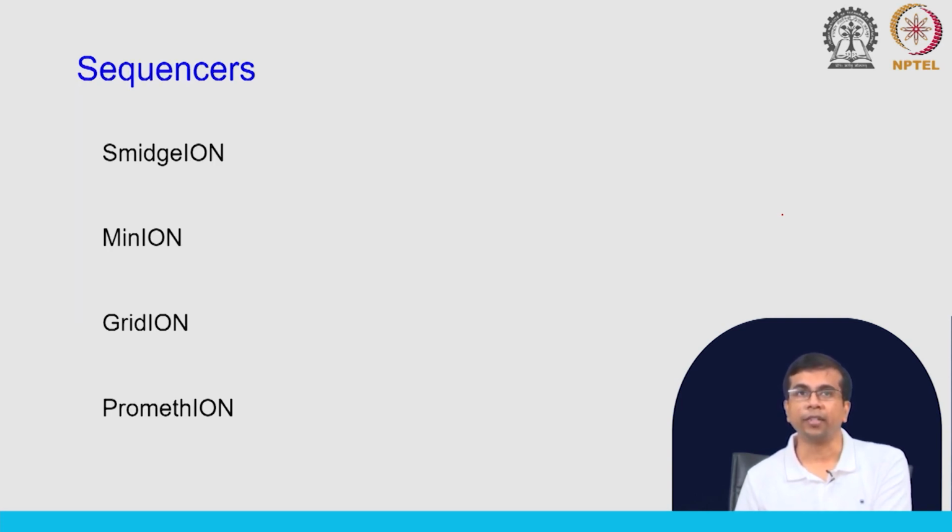These are some of the sequencers that are available. They are based on different throughput levels, but the principle of sequencing is the same. The first one is called SmidgION. It is a very small sequencer. You can connect it to your smartphone, do the sequencing, and get the data on your smartphone. Then you have these sorted according to throughput: MinION, GridION and PromethION.